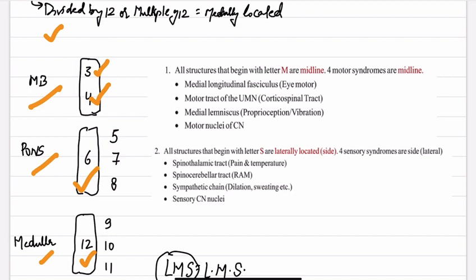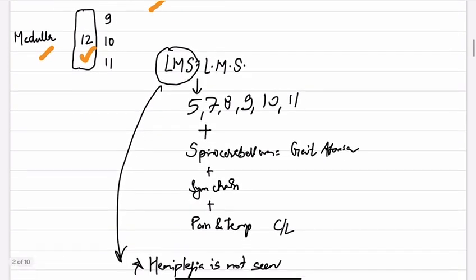There are four structures that are in the midline: medial longitudinal fasciculus, motor tract of the upper motor neuron, medial lemniscus, and motor nuclei of cranial nerves. These are the midline structures, and the laterally located structures are the spinothalamic tract, spinocerebellar tract, sympathetic chain, and sensory cranial nuclei. Just imagine the examiner gives you lateral medullary syndrome.